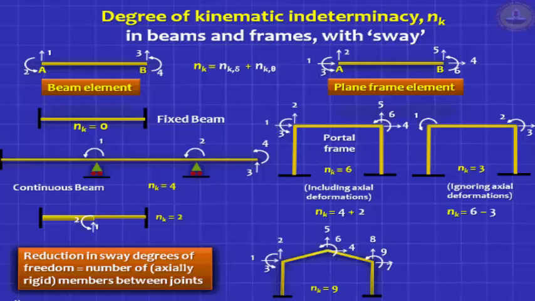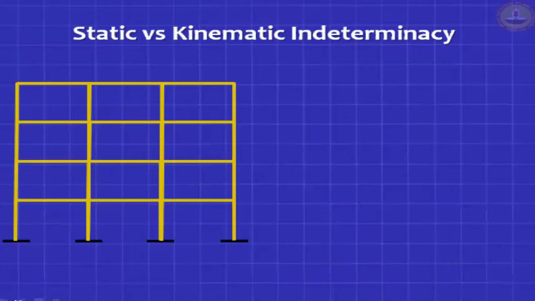If you take a pitched portal frame like this, you find that you have 9 degrees of freedom if you include axial deformation. If you consider axial rigidity, how much will that 9 reduce to? So there are 4, and so it reduces to 5. Very simple. Let's take a huge multi-storied frame and let's try to compare static versus kinematic indeterminacy.